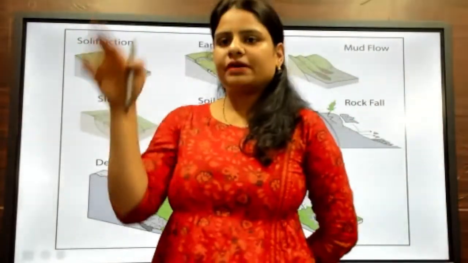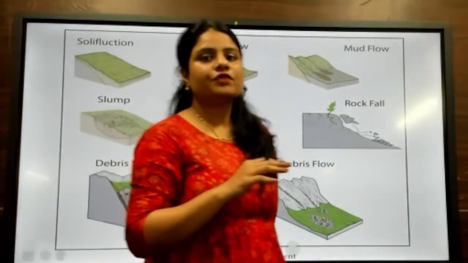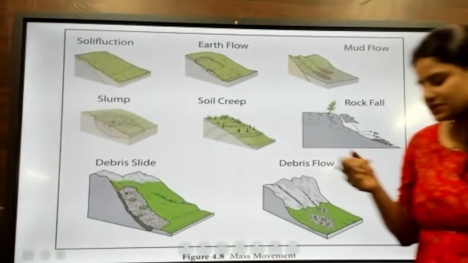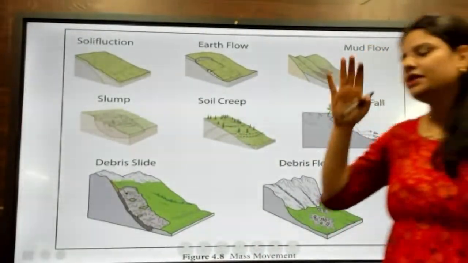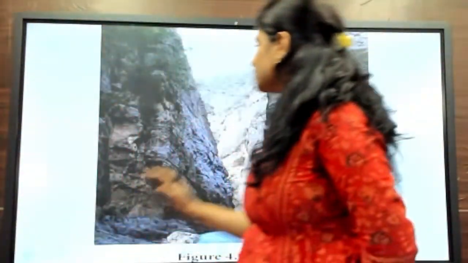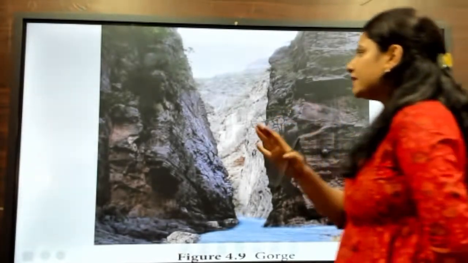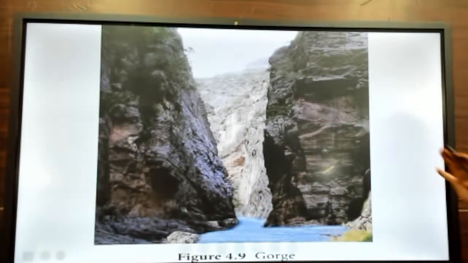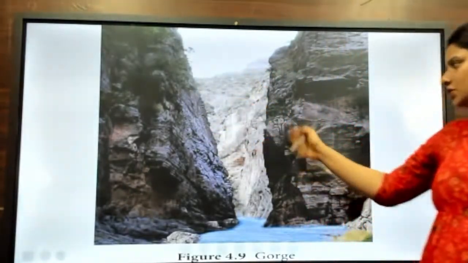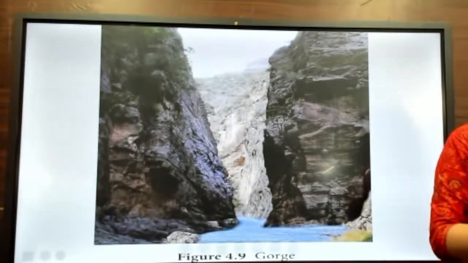In the chart you made, you can see some agents like rivers, glaciers, waves, winds, and water. These are the agents which work towards depositional and erosional features. Can you see this image? What is this? This is called a gorge. Can anyone tell me how it has been formed? By the flow of water. Think about whether this rock was always like this, or whether it has been made through this water. Made through this water, right?